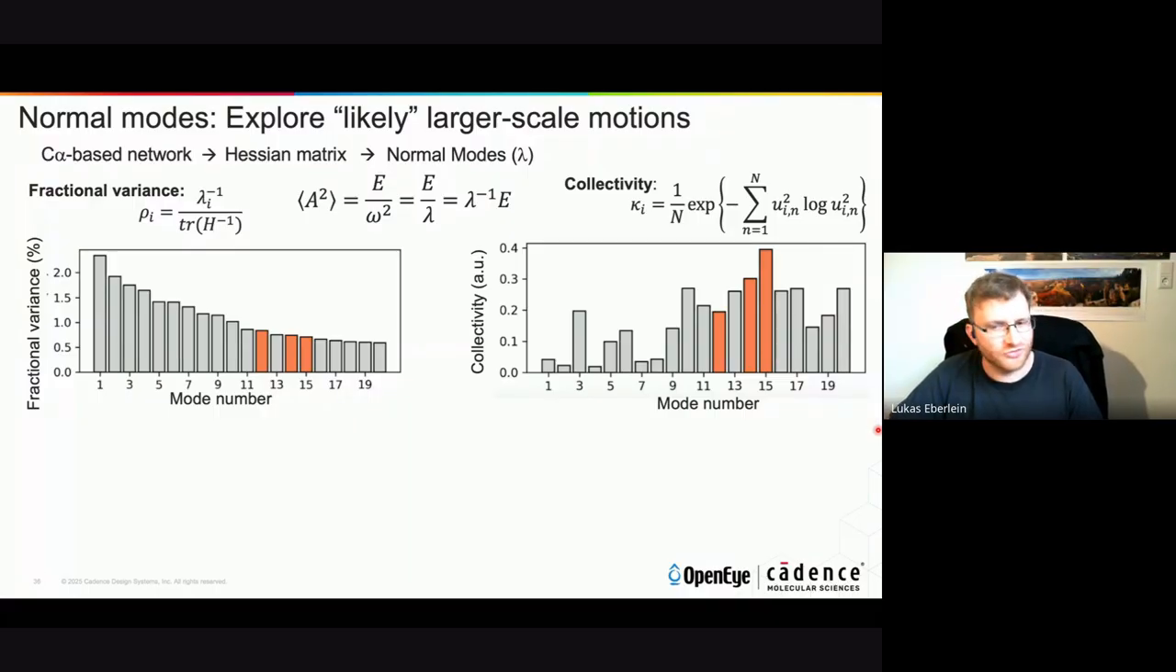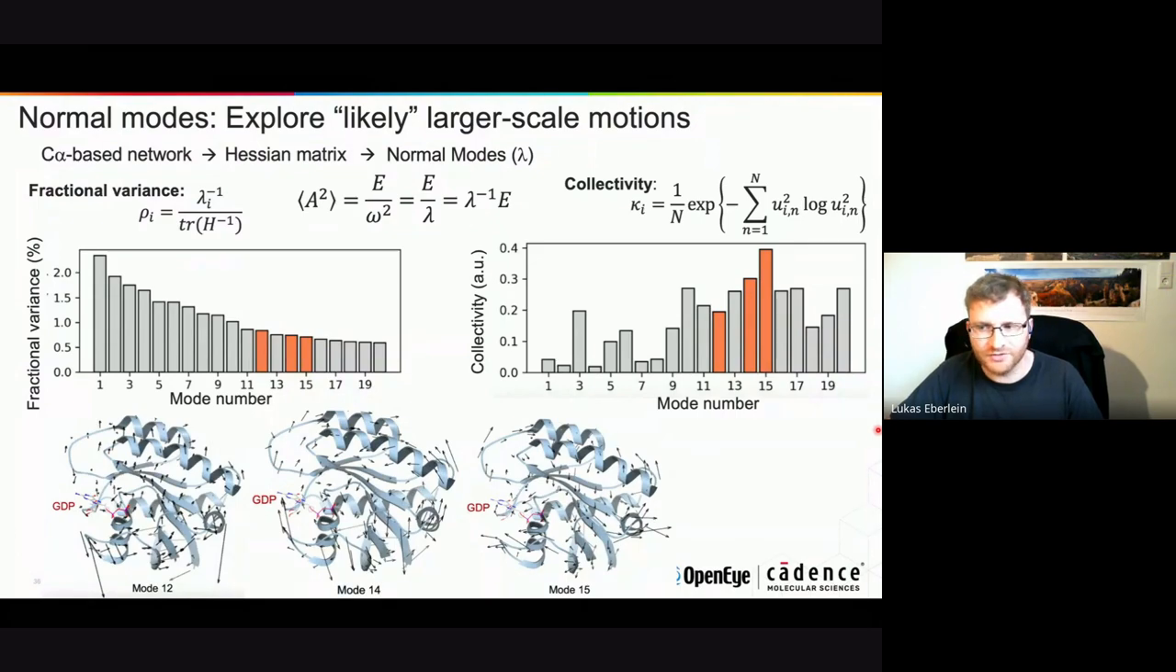Now, how does this actually look like? If we look at the eigenvectors projected back on the protein, the modes with the most collectivity, here the modes 14 and 15, shown here at the center, have eigenvectors that are effectively isotropically distributed across the protein surface. Whereas mode 12, which is really focusing on a particular region, doesn't have that, and so the collectivity drops. So what we are using for our exploration of protein motions is the most collective of the lowest frequency modes.